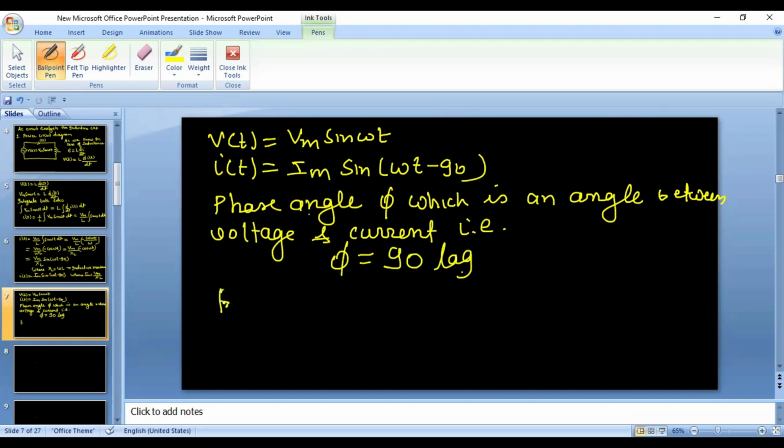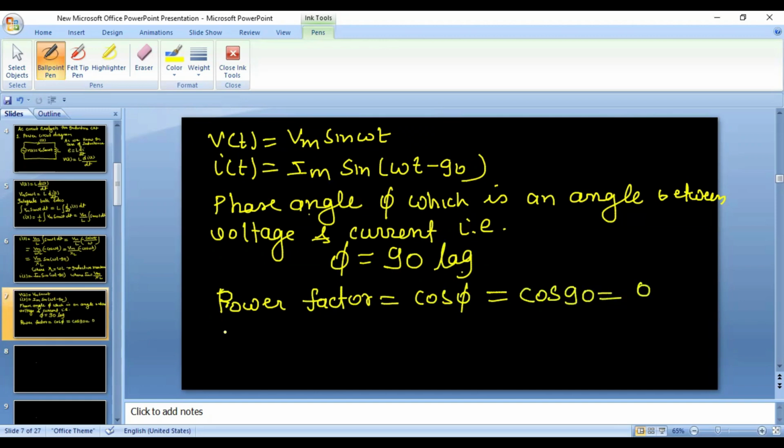And if I talk about the power factor for a purely inductive circuit, what do you understand by power factor? Power factor is nothing but the cosine of the phase angle. In the case of an inductive circuit, I get cos 90, which means 0. So this is about the power factor for a purely inductive circuit.